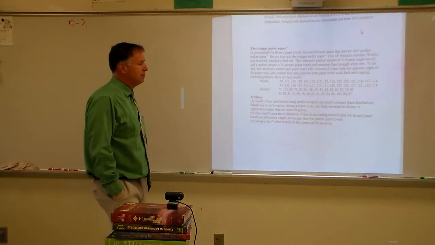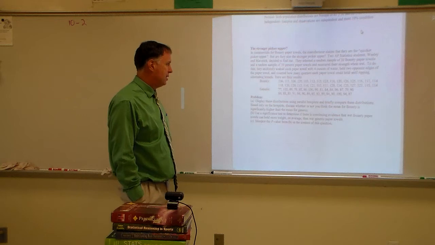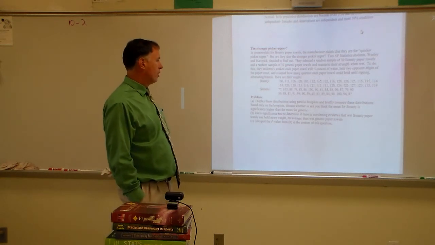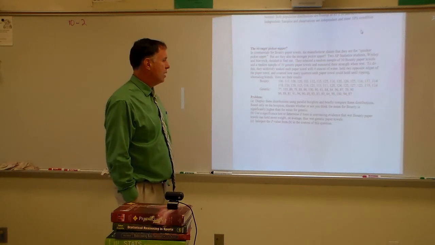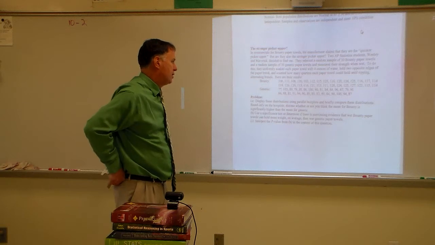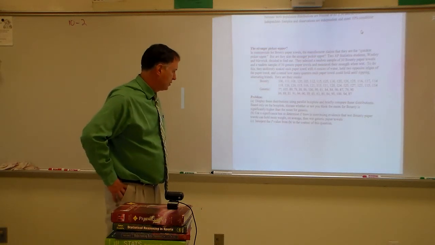They selected a random sample of 30 Bounty paper towels and a random sample of 30 generic paper towels and measured their strength when wet. To do this, they uniformly soaked each paper towel with 4 ounces of water, held two opposite edges of the paper towel, and counted how many quarters each paper towel could hold until ripping. Alternating brands, here are their results.